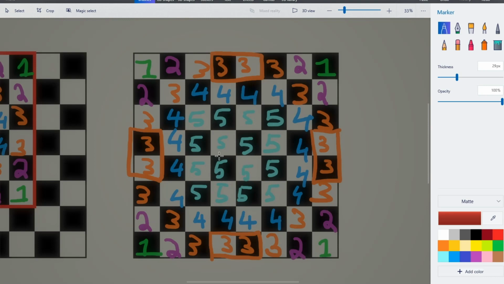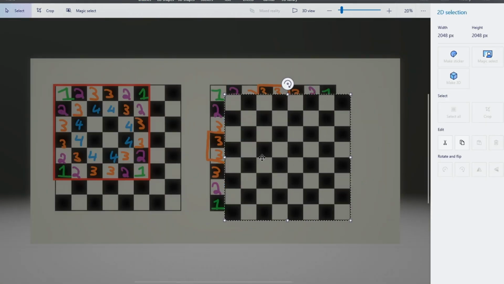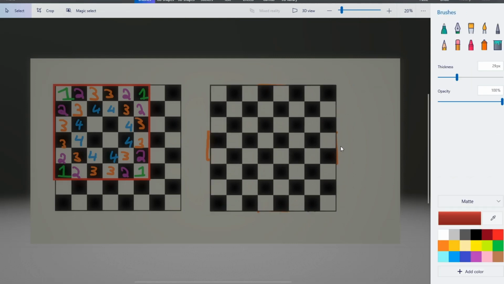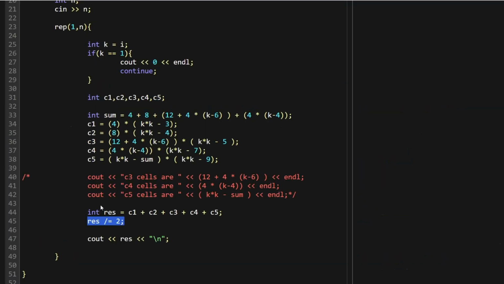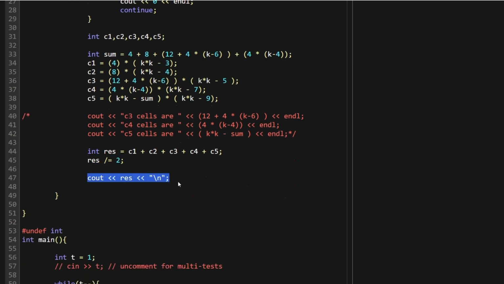So let's say I put an empty chessboard here. If I put knight number 1 here, and I put knight number 2 here, this position will be exactly the same as when I put knight 2 here and knight 1 here. Because the knights are not labeled, I am doing this division by 2. I divide my entire result by 2, and then I output the result, okay?